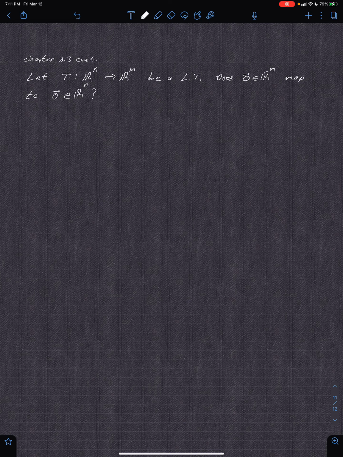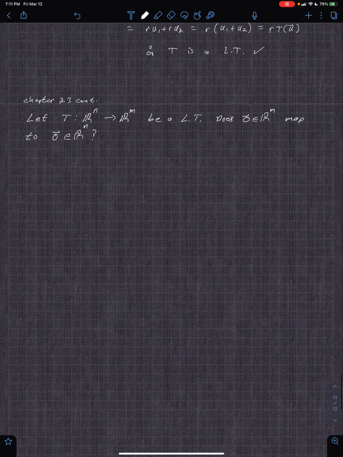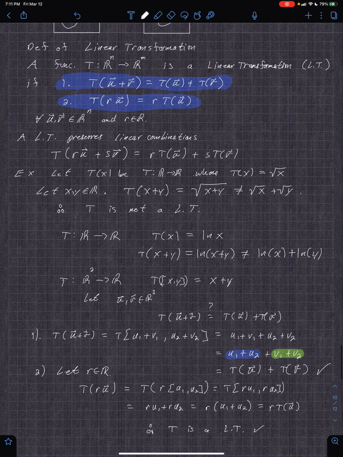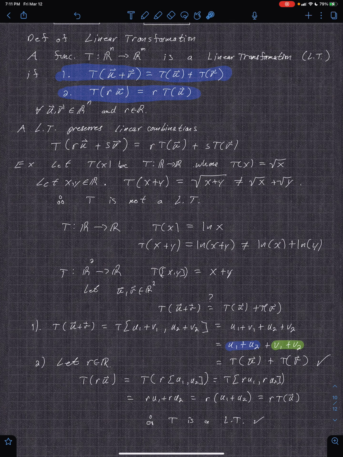Continuing in 2.3, more on linear transformations. So here's the definition again of a linear transformation. And these are for just standard vectors in Rn or Rm. So here's the definition. If you sum two vectors in Rn, is it the same thing as doing the transformation and just summing those two vectors in Rm?